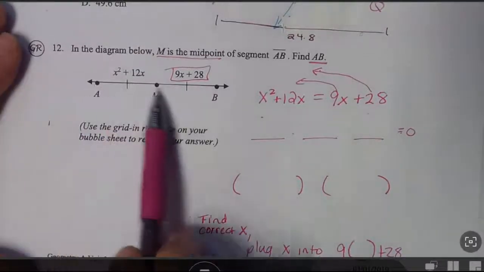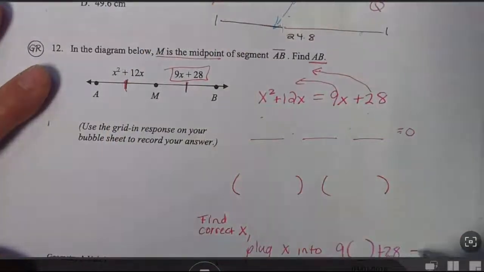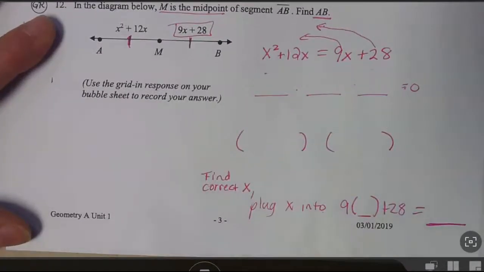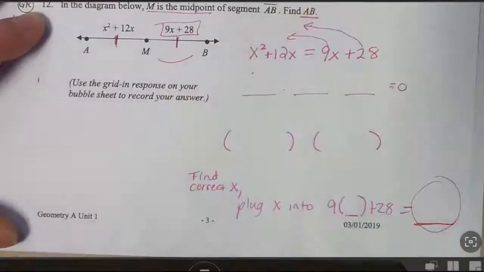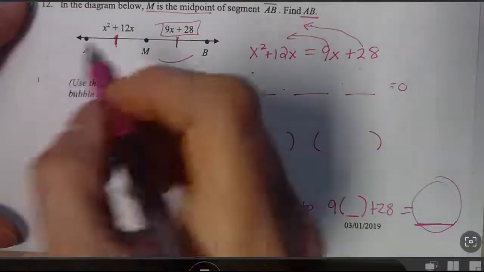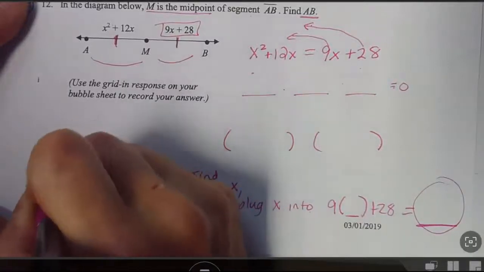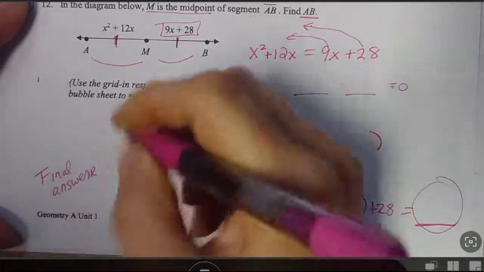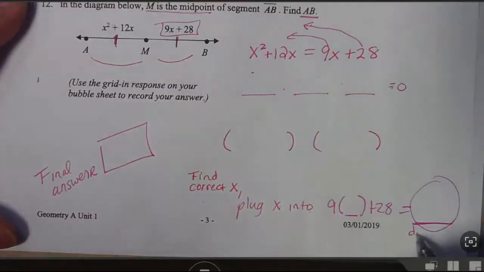Now it wants to know the whole length. Since there's 2 of them, whatever you get as your answer, I want you to make sure you double it. Whatever this answer is, it's just one side. So you have to end up doubling it, and I want you to put your final answer over here after you double it, and then just make sure to circle or square it. But don't forget to double this answer.